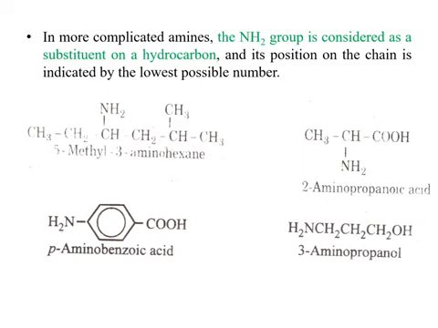The last example has two functional groups. One is NH2 and the other one is alcoholic functional group. So among alcohols and amines, alcohol is more reactive. That's why alcohol will become the part of parent molecule, and amino group will become a substituent. So the overall name of this molecule will become 3-amino propanol.